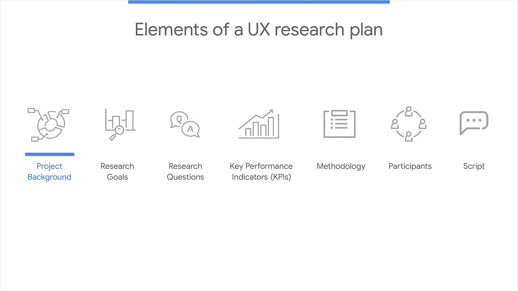Let's explore the first step, planning the study. Like any good explorer, you need to have a plan for where you're headed. There are 7 elements that your plan should include: the project background, the research goals, the detailed research questions, the key performance indicators or KPIs, the methodology, the participants, and the script or questions you'll ask participants.